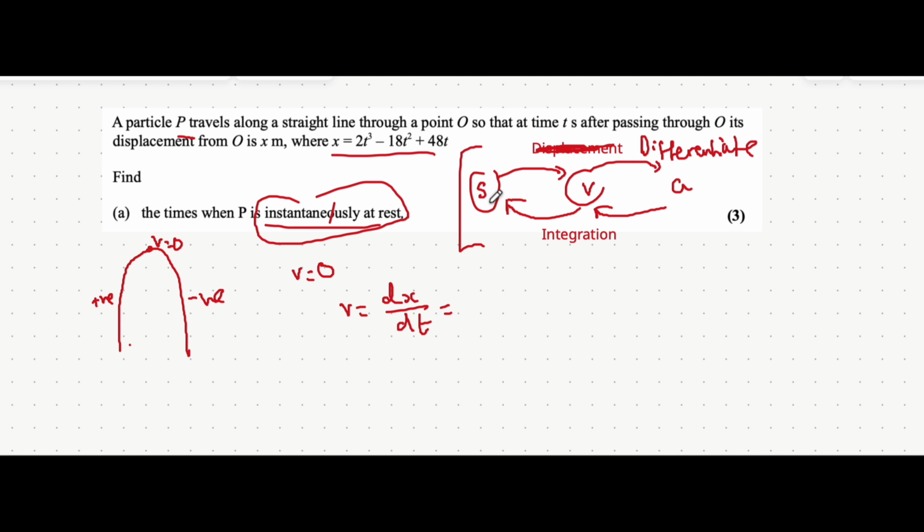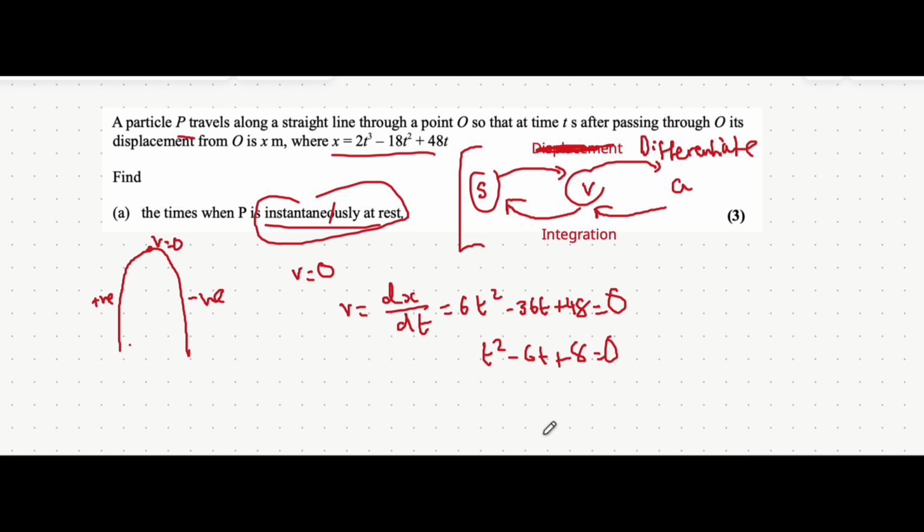In this case, 2t cubed differentiates to 6t squared, minus 18t squared differentiates to minus 36t, and plus 48t just differentiates to 48. We set that equal to 0, and then we can solve it by dividing through by 6. Now, if you were factorizing this, you wouldn't divide it by 6, but because we're solving, we're able to do that because it's going to help us get to the solution even quicker.